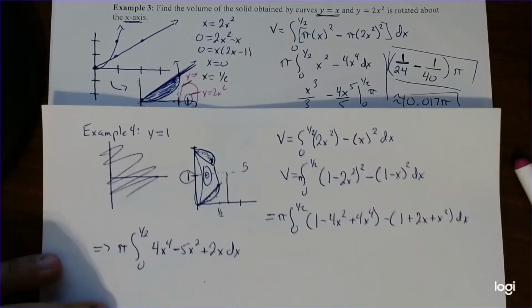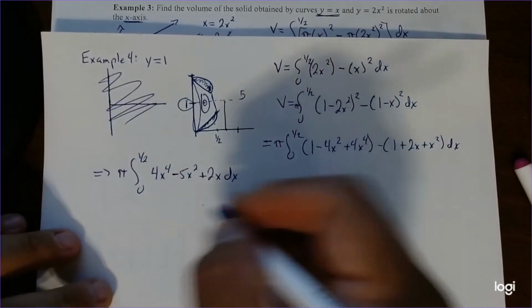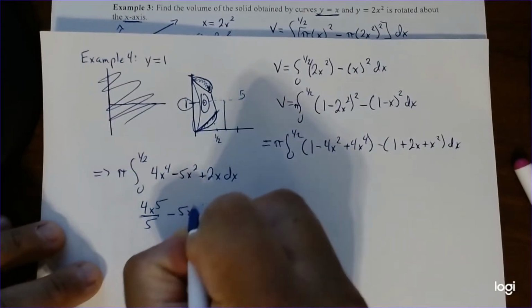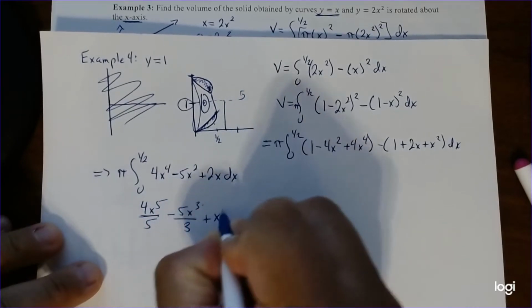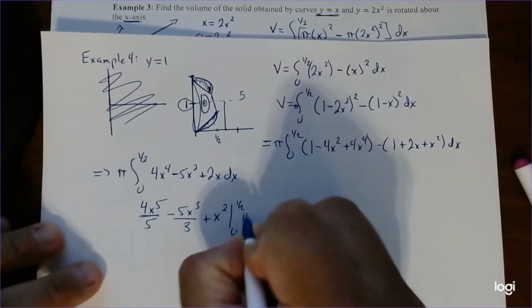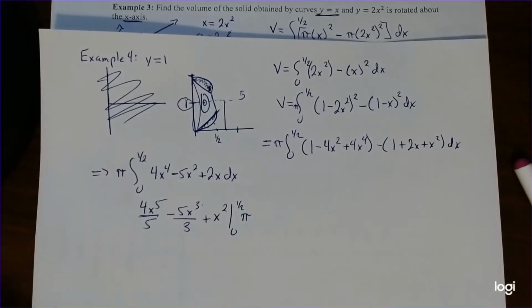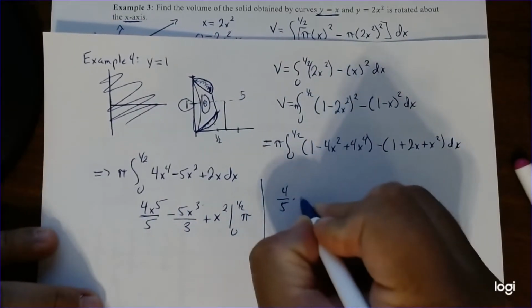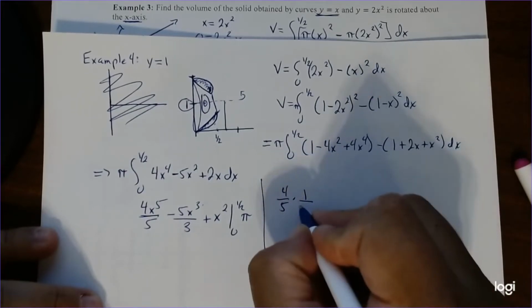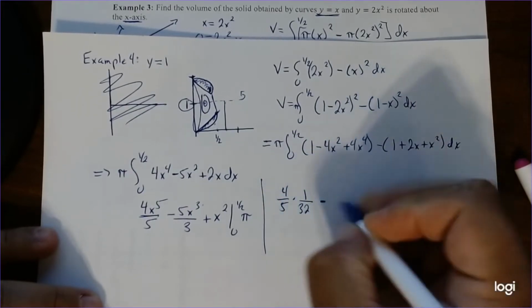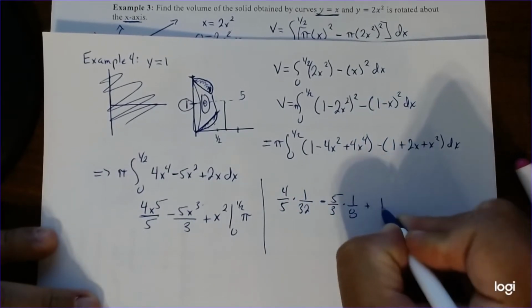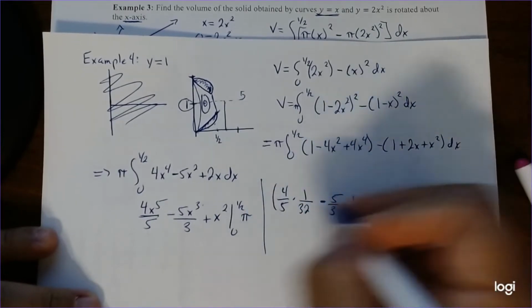Okay. And then this is pretty straightforward, right? We just take the integral of each individually. So it's going to be 4x to the 5th over 5 minus 4x cubed over 3 plus x, evaluated at 1/2, times pi, right? Because 0 doesn't matter, this all goes to 0 itself. So we just plug in 1/2 in each individual case and simplify. So this ends up being 4/5 times 1 over 2 to the 5th, that's 32, minus 5/3 times 1/8, plus 1/4, all times pi.